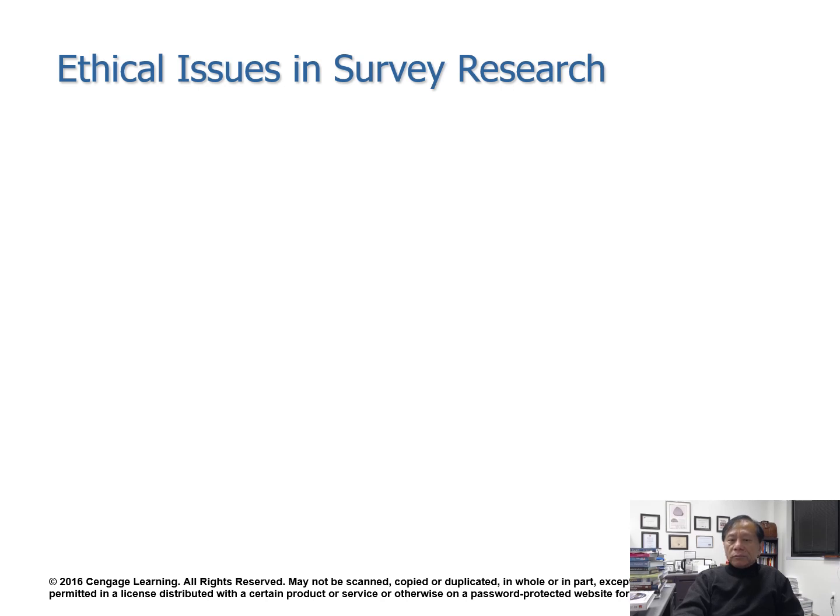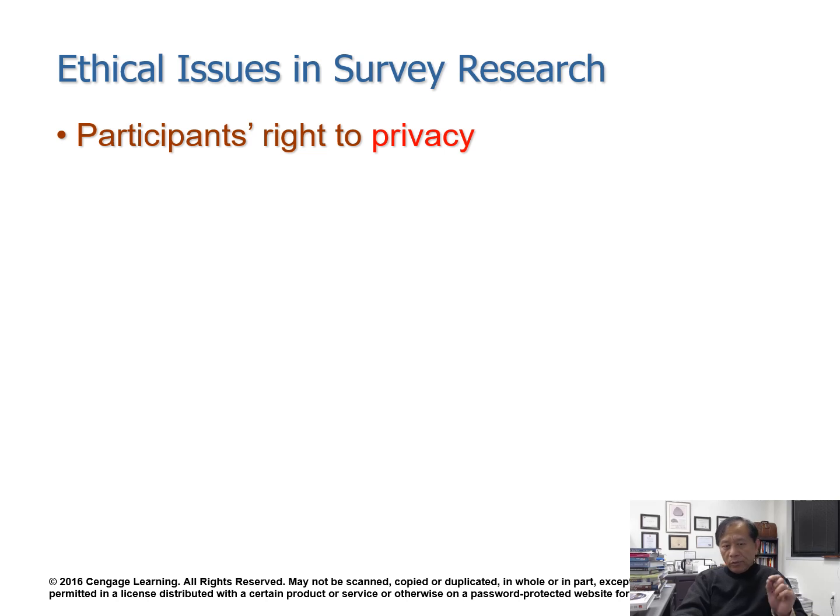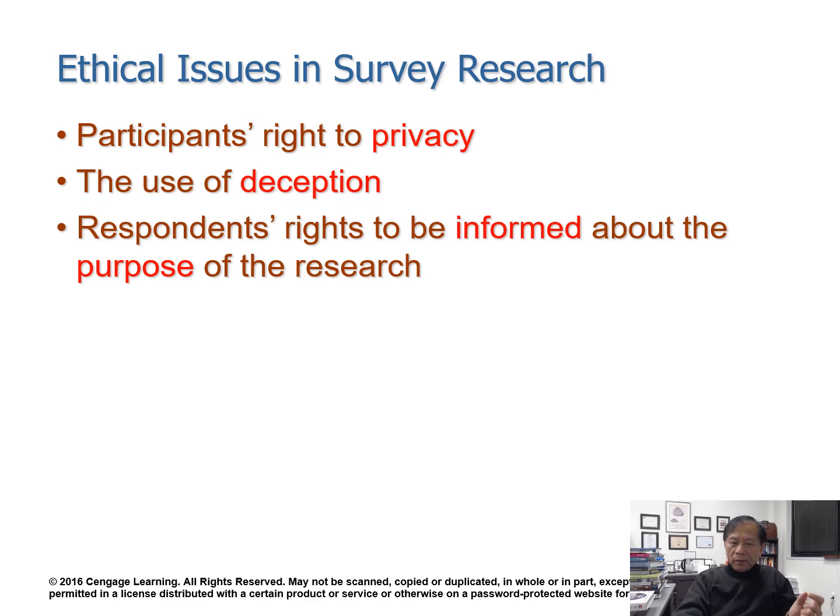Ethical issues in survey research. There are many ethical issues in survey research. You need to respect their right to privacy. The use of deception: be careful with that. Respondents have the right to be informed about the purpose of research. That's why you want to tell them in the first paragraph, in the introduction, what this is about. You can say this is just for my university marketing research class, and find some other reasons that you find this research interesting or meaningful.